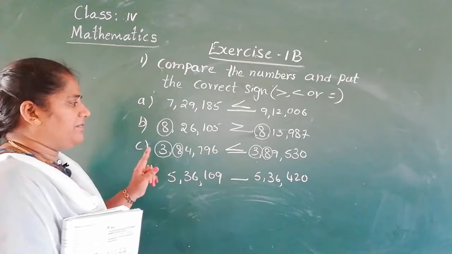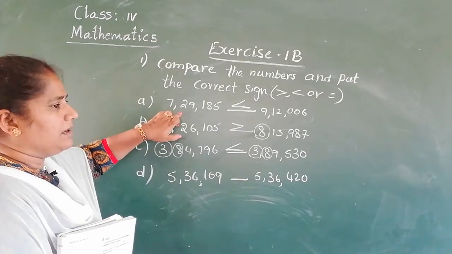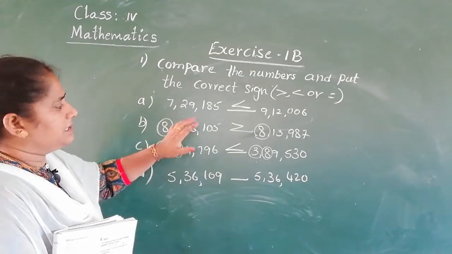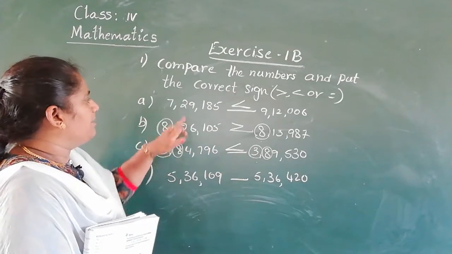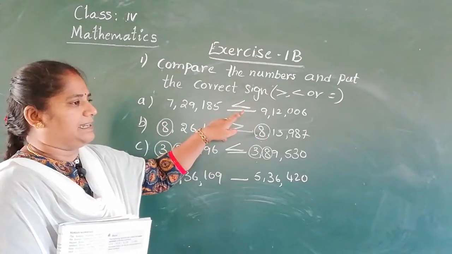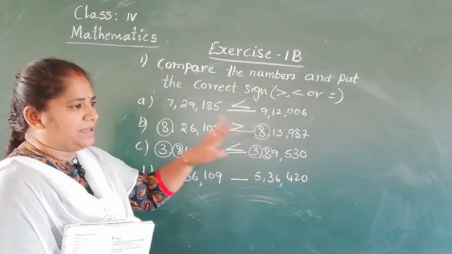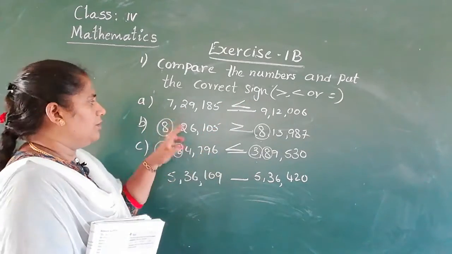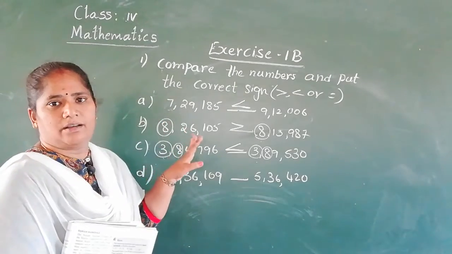But here you must be very careful, children. You have to write whether the first number is less than, greater than or equal to the second number. But some children keep it like this: here 2, here 7, here 9. Since 9 is greater, they kept the greater than symbol. That is wrong. If you keep the greater than symbol here, the statement becomes wrong: 7 is greater than 9. Is that a correct statement? No. So first you have to see whether the first number is smaller or bigger. Okay?